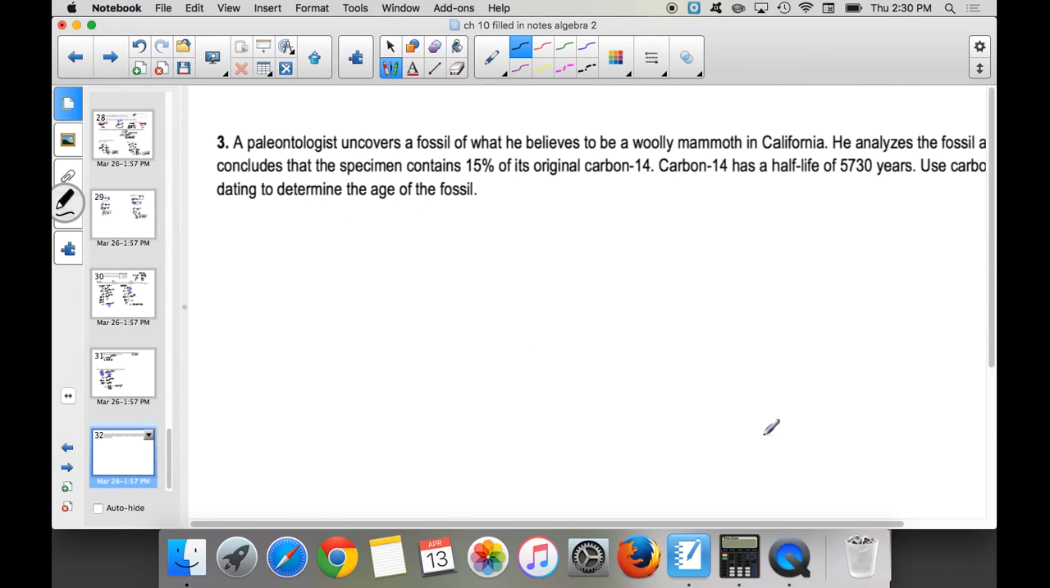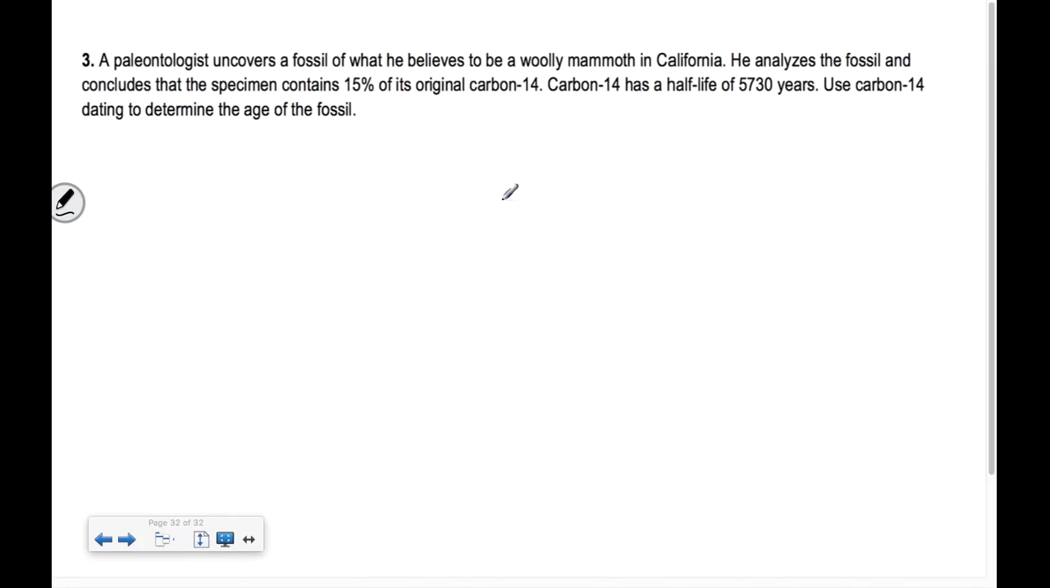Okay, so last one. One more of these half-life problems. It says a paleontologist uncovers a fossil of what he believes to be a woolly mammoth in California. He analyzes the fossil and concludes that the specimen contains 15% of its original carbon-14. Carbon-14 has a half-life of 5,730 years. Use carbon-14 dating to determine the age of the fossil. Okay? So, if we're doing this, then we're going to first start with finding r.